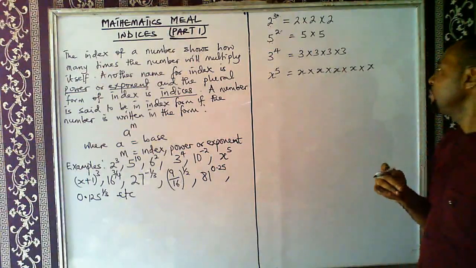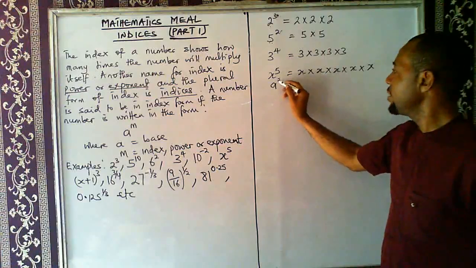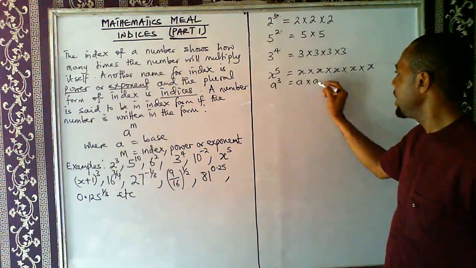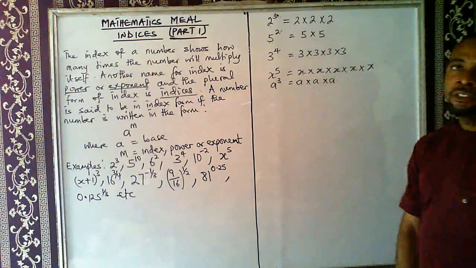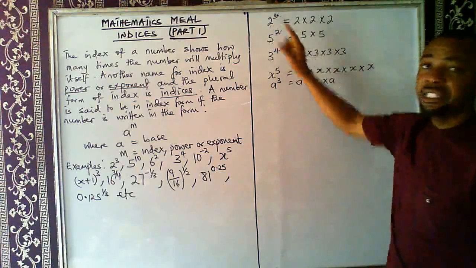That's what we have there. So x times x times x times x times x. Even if you have a raised to power 3, it is a times a times a. So I believe that it is clear. So when a number is like this, it's in index form.